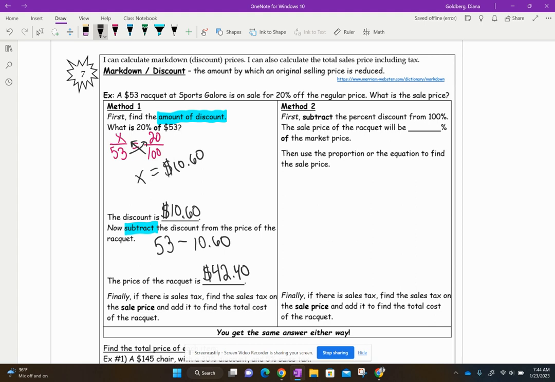I'm not showing sales tax at the moment, but if there is sales tax, you would need to add it on at the end. So method one just adds an extra step.